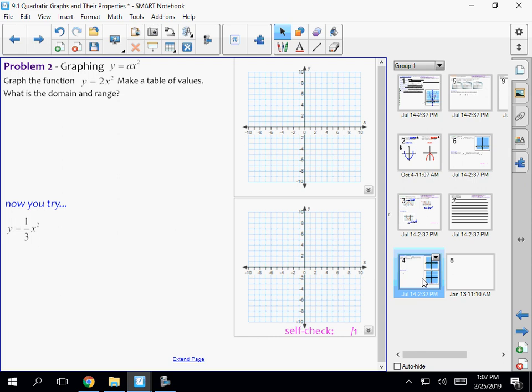First of all, is it facing up or down? Both? Only one or the other. This one's going to face up, because 2 is positive. We'll list the domain and range.